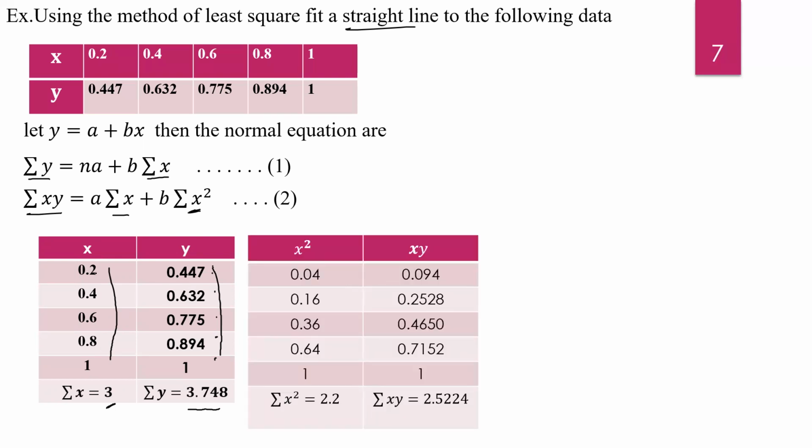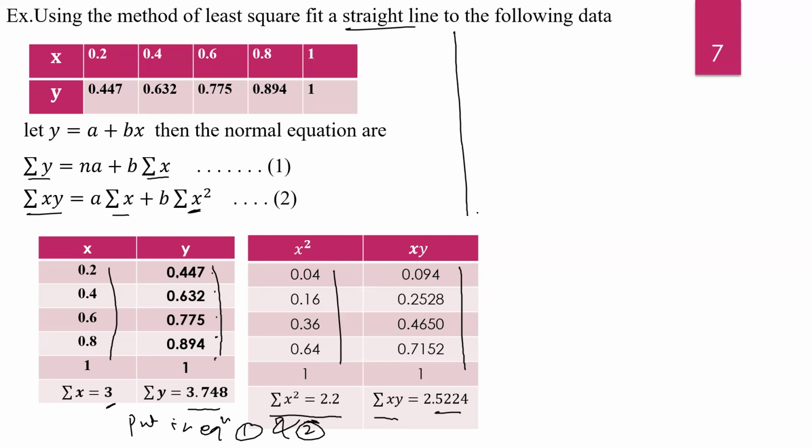See here the x square: 0.2 square, 0.4 square, 0.6 square, 0.8 square. Now x into y, that is 0.094. In this way, we get the x into y column. Take its addition, all the numbers addition, we write summation xy. Take the addition, we get summation x square is 2.2. Now put all these values in equation 1 and 2.